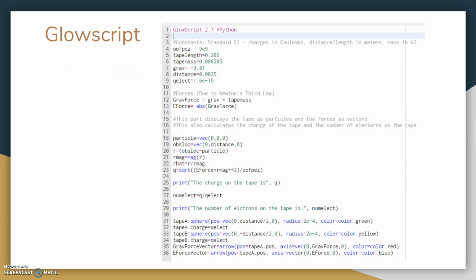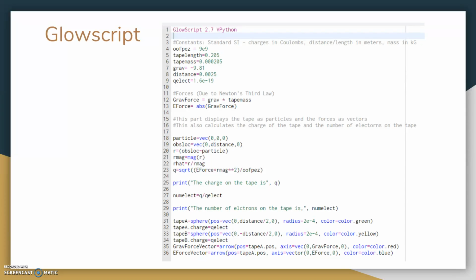So here is the GlowScript at the very top. I went ahead and wrote out all the constants using standard SI units. I have 1 over 4 pi epsilon naught, which is Coulomb's constant, and then I had the length of the tape, the mass of the tape, gravity, the distance that I measured between the two tapes, and then the charge of an electron.